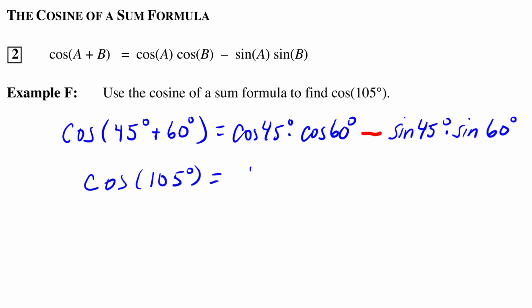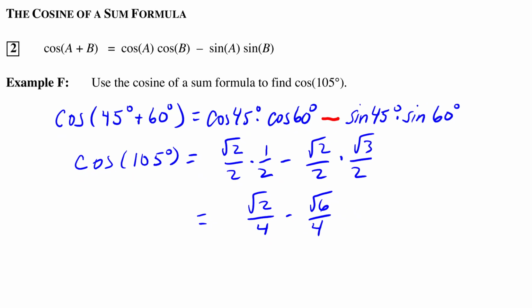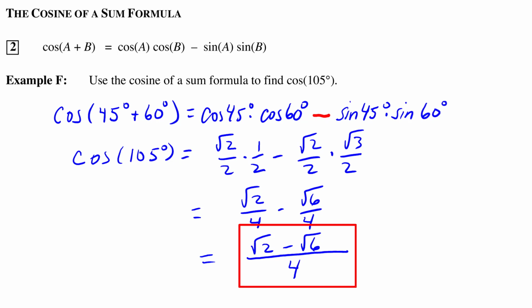And cosine 45, root 2 over 2. Cosine of 60, 1/2, minus the sine of 45 times the sine of 60, which is square root of 3 over 2. Again, we multiply the fractions together, get a common denominator of 4, and so we can combine them into a single fraction divided by 4. Square root of 2 minus square root of 6. Now these square roots cannot combine. They are not like radicals, so we have to leave them just as they are.